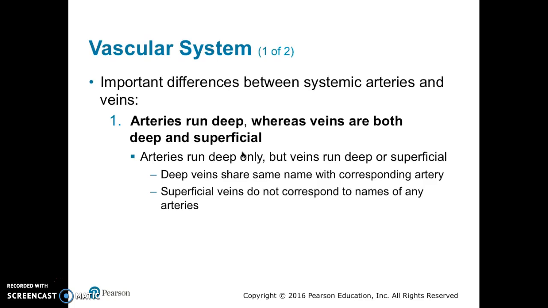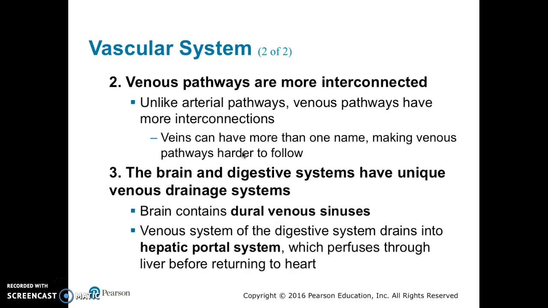Important differences between the systemic arteries and veins are that the arteries run deep, whereas veins are both deep and superficial. Deep veins share the same name with a corresponding artery. Superficial veins do not correspond to names of any arteries. Venous pathways are more interconnected. Unlike arterial paths, venous pathways have more interconnections. Veins can have more than one name, making venous pathways hard to follow.